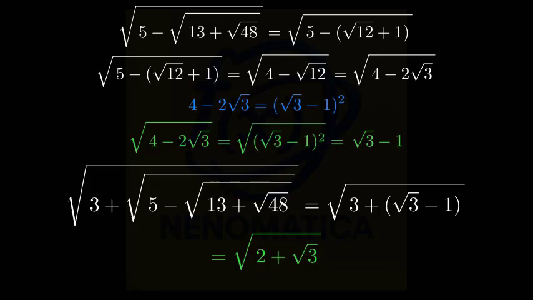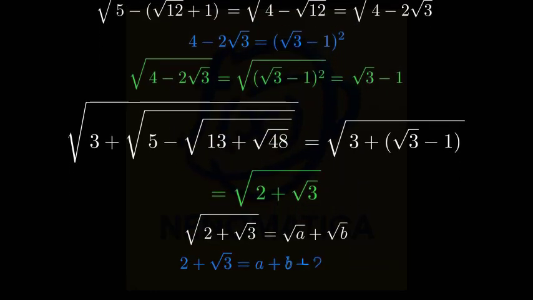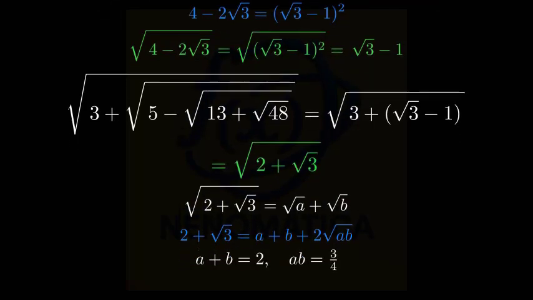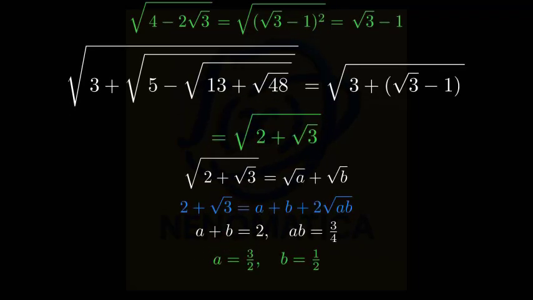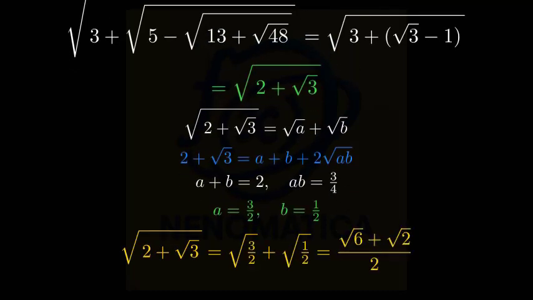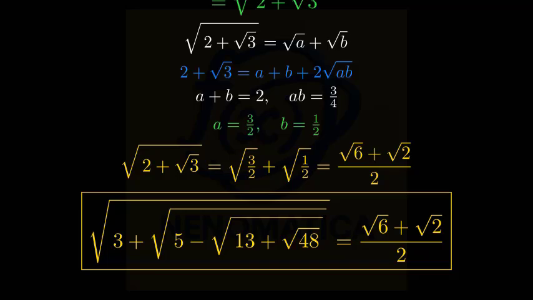Final step. Write this well-known radical in exact closed form. Assume square root of 2 plus square root 3 equals square root a plus square root b. Squaring gives a plus b plus 2 times square root of ab. Match parts. a plus b equals 2 and ab equals 3/4. Solving yields a equals 3/2 and b equals 1/2. Therefore, the square root of 2 plus square root 3 equals square root 3/2 plus square root 1/2, which is (square root 6 plus square root 2) over 2. So the entire nested radical simplifies to (square root 6 plus square root 2) over 2.